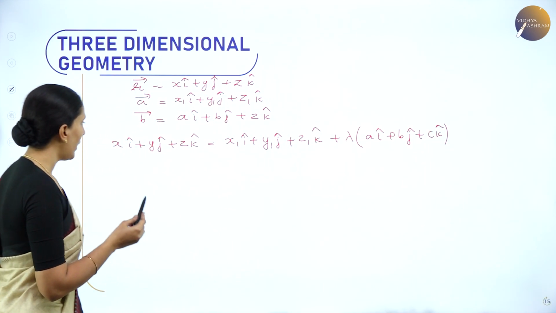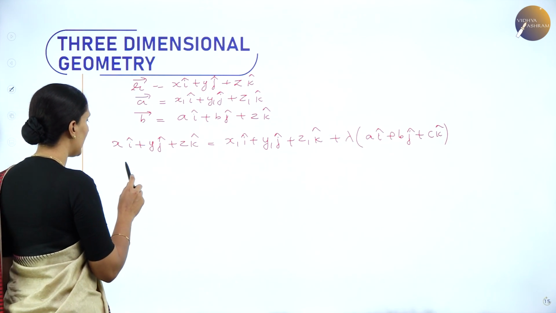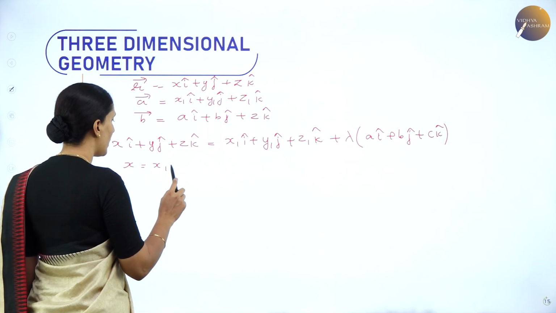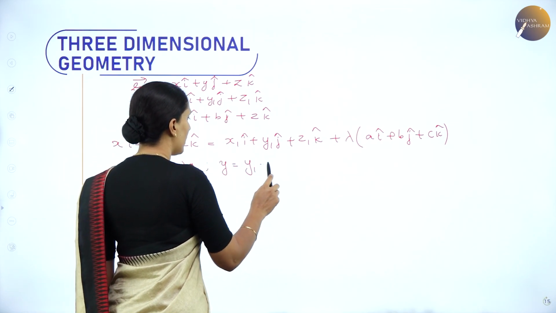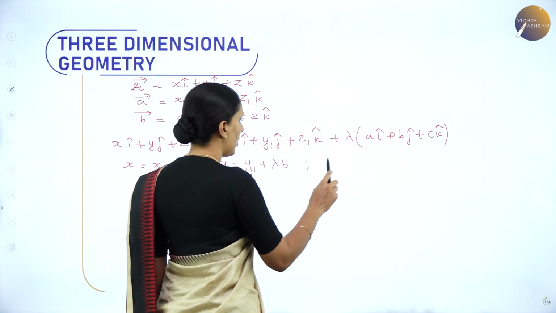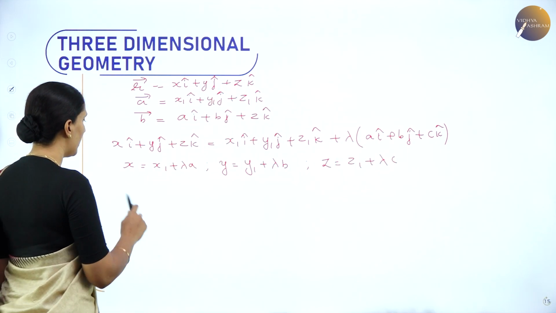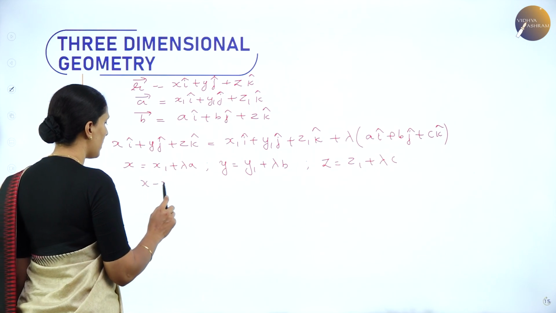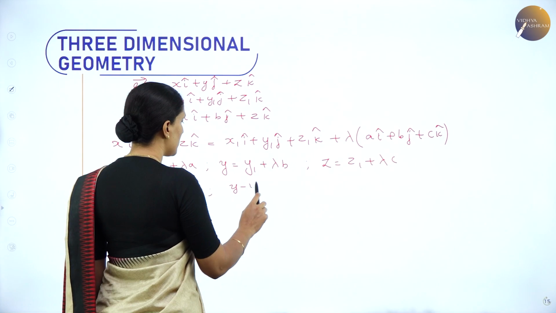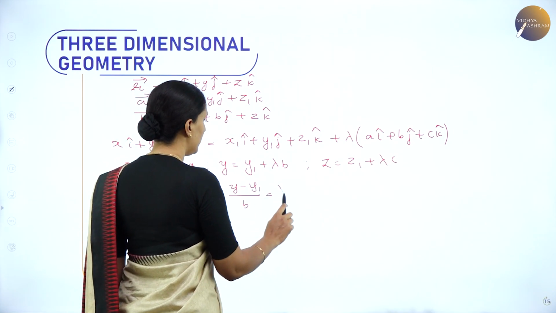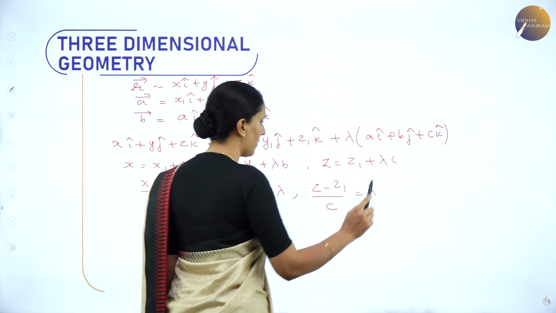So now equating the components on both sides, we will get x as x1 plus lambda a, y as y1 plus lambda b, and z as z1 plus lambda c. Then for lambda, the equation becomes (x minus x1) by a equals lambda, (y minus y1) by b equals lambda, (z minus z1) by c equals lambda.